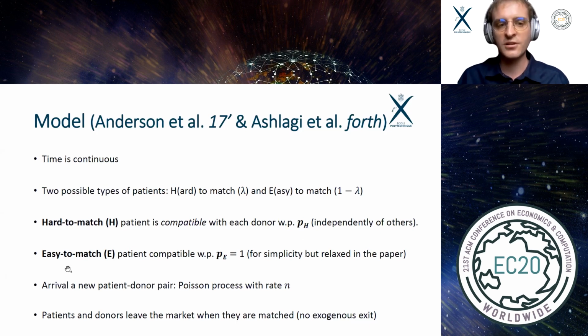The second type of patients are easy to match patients. And for the sake of the talk, let me assume that P is equal to 1. So this is their probability to be compatible with a random donor in the pool. And in the paper, it's relaxed, obviously. And then we assume that there is no exogenous exit in this model, and basically the pairs of patients and donors stay in the system until they are matched.